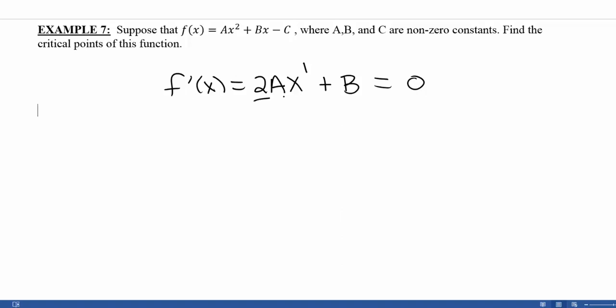So here, that means I want to solve for x, because again, x is my variable. So first, I'm going to subtract the b over to the right.